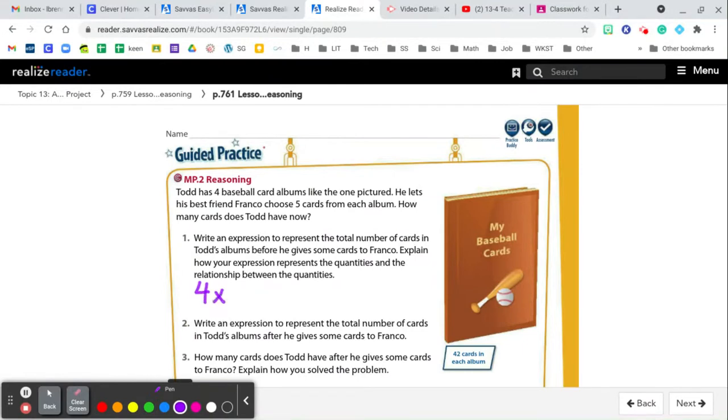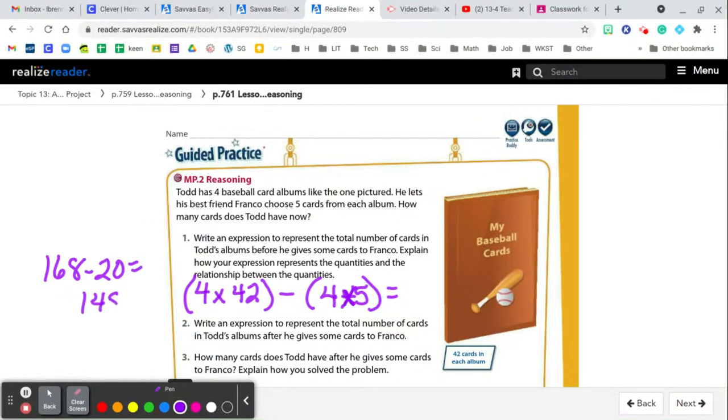4 times 42. And we're going to subtract out. He's going to take 5 cards out of each album. So 4 times 42 is 168 minus, 4 times 5, not minus 5, is 20. So you're going to wind up with 148 cards altogether.